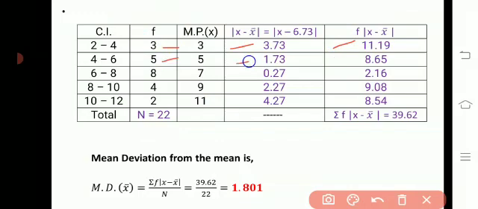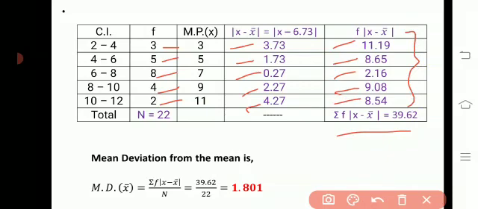5 into 1.73 you will get 8.65. 8 into 0.27 is 2.16. 4 into 2.27 is 9.08, and 2 into 4.27 is equal to 8.54. Now by adding all the values of f into absolute value of x minus x bar, you will get summation f into absolute value of x minus x bar is equal to 39.62.